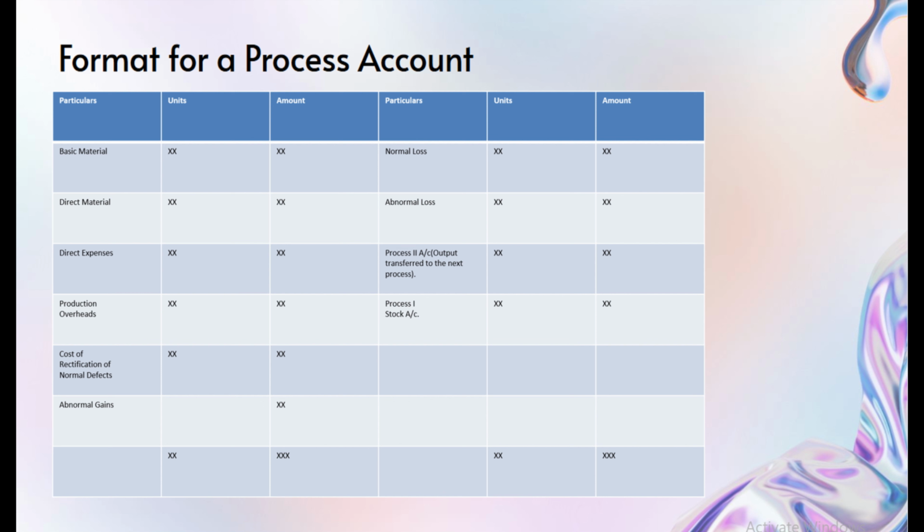Okay, so this is the format for a process costing. And as you can see, as we've said, on the debit side are items going into the process. That's basic material, direct expenses, production overheads, cost of rectification of normal defects, abnormal gains. While items on the credit side are items going out of the process. That's normal loss, abnormal loss, that's transferred to the next process 2, and the finished stock. That's process 1, stock account.